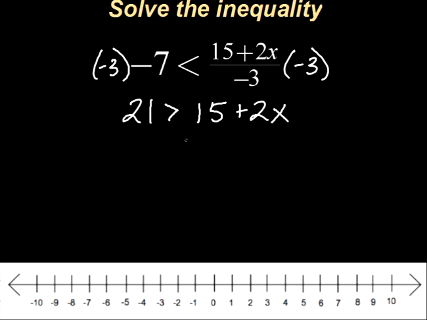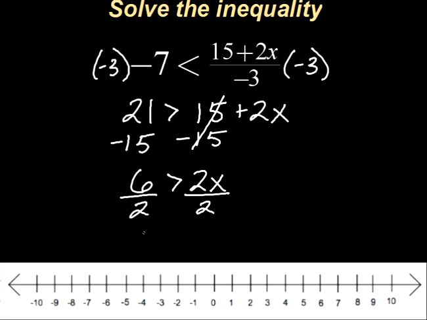Now all we have to do is subtract 15 on both sides and get rid of the 2 momentarily. 21 minus 15 leaves us with 6. Since the 2 is being multiplied by the x, we will divide on both sides, leaving us that 3 is greater than x. Before we graph this, we'll change this around to give us that x is less than 3, so that we make sure that we know which way to draw our arrow.